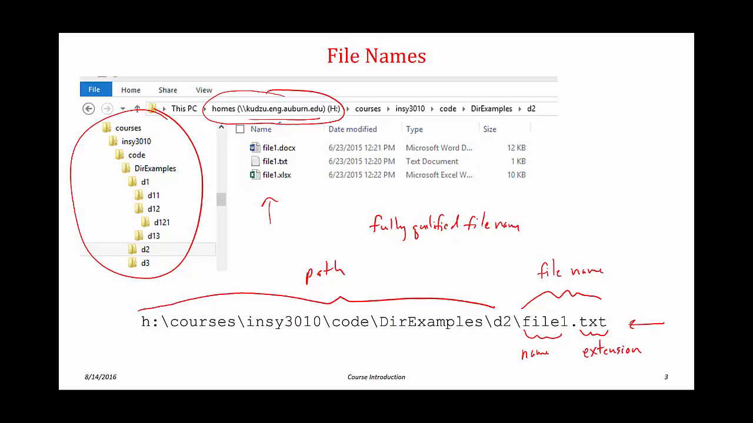Fully qualified file name. When you hear someone talk about the fully qualified file name, what that means is it's the path plus the file name. If you hear just the file name, it can be the name of the file, or it can be the name plus extension, and hopefully the context will let us decide which one it is.